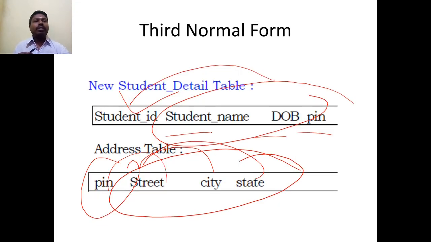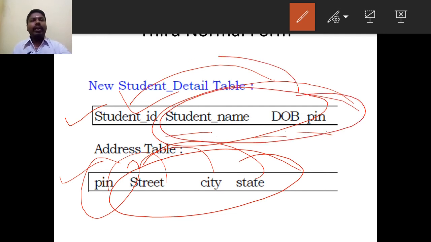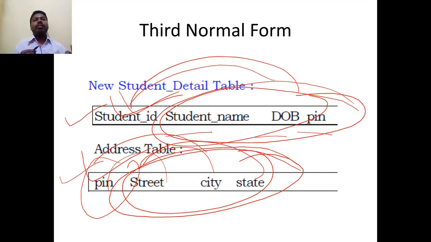To overcome this problem, we split into two tables, student details and address table. So now we can get the third normal form. Student name, date of birth, pin, all three columns fully depend on the primary key. Here in another table, state, city, street, these three depend on the pin. Now third normal form is achieved.